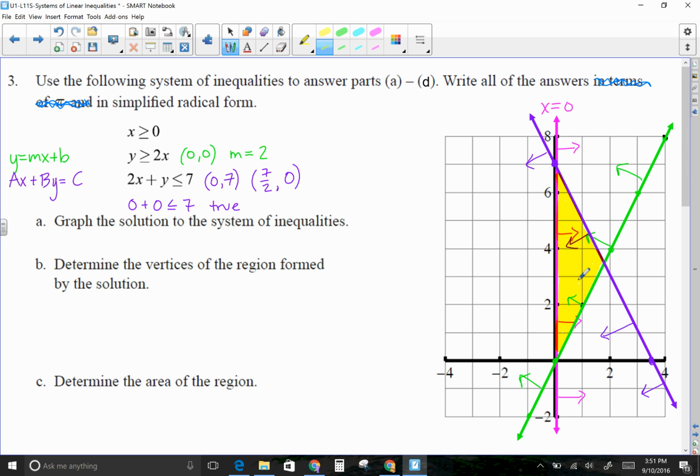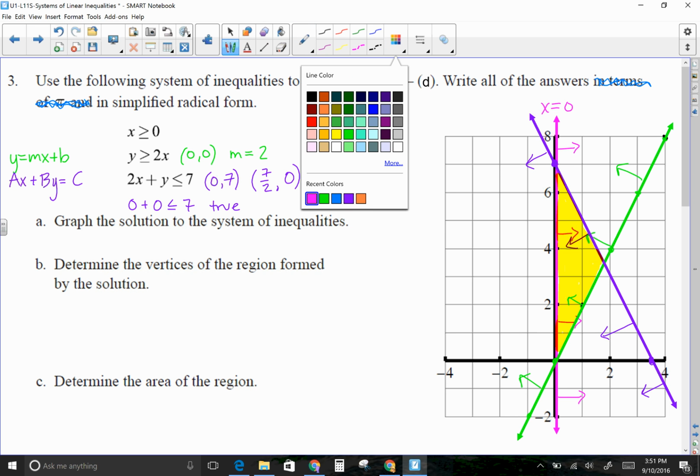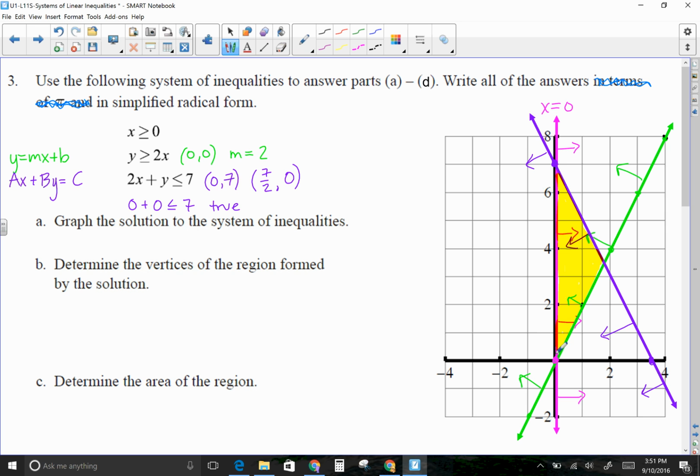Now we're going to determine the vertices of our region. You remember from geometry, a vertex is basically where two sides of your polygon, your region, intersect. So I'm going to label that A, and this B, and this C. So A has coordinates of 0, 0. B has coordinates of 0, 7. And C has coordinates of, we don't know. So you can estimate from your graph, but that's not going to be very accurate.